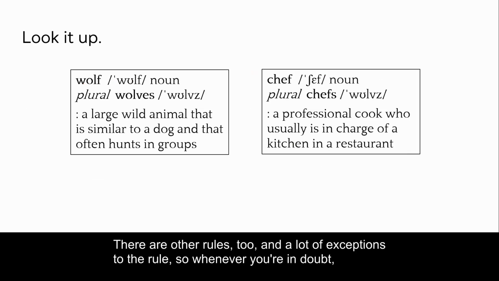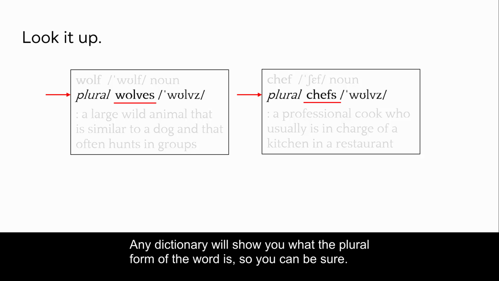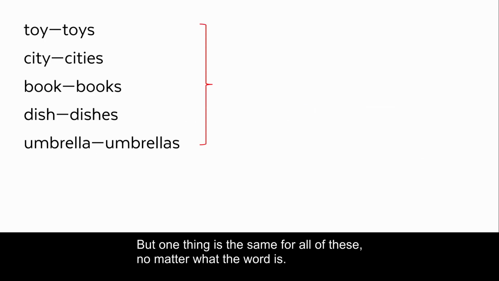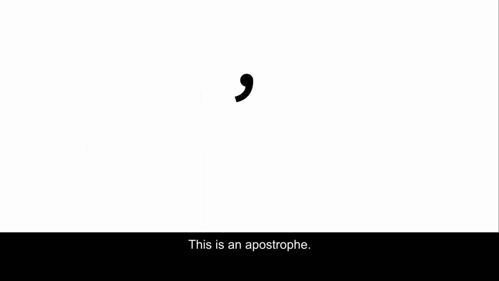There are other rules too, and a lot of exceptions to the rule, so whenever you're in doubt, the best thing to do is quickly look up the word. Any dictionary will show you what the plural form of the word is, so you can be sure. But one thing is the same for all of these, no matter what the word is. When you are simply making the word plural, you use no apostrophes. Never. This is an apostrophe, and this is the main reason for this grammar gap filler. People use apostrophes way too often.